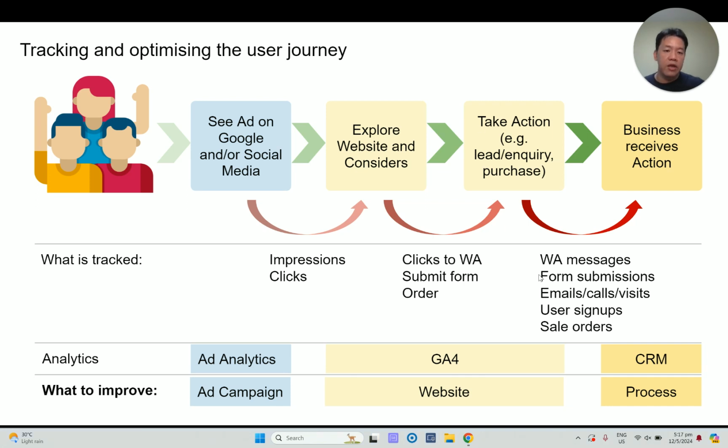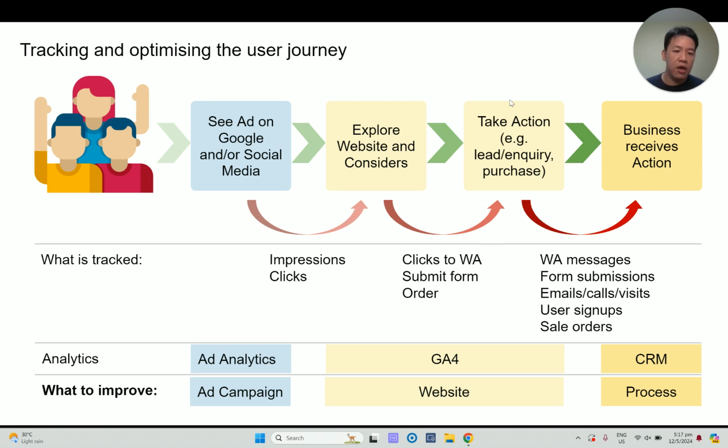And of course, then assuming they are looking at your website and the materials on your website, and they decided that they like what they have seen and they want to take the action. So on that note, right, on the website itself, this is what we'll be tracking. We'll be tracking things like clicks to WhatsApp, clicks to your Messenger, clicks to your chatbot, or submissions to your forms, or order confirmation action, right?